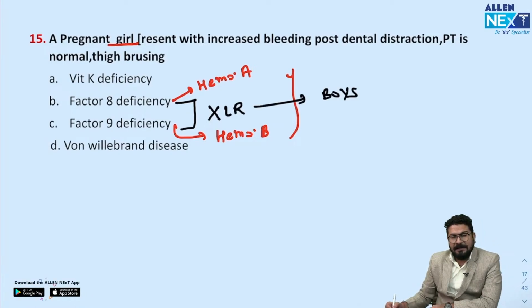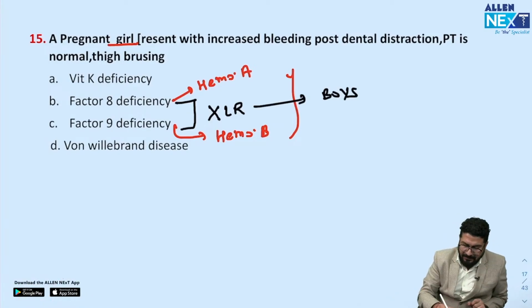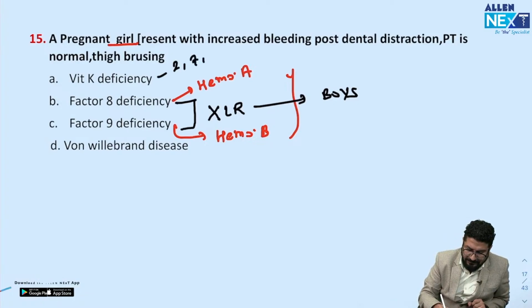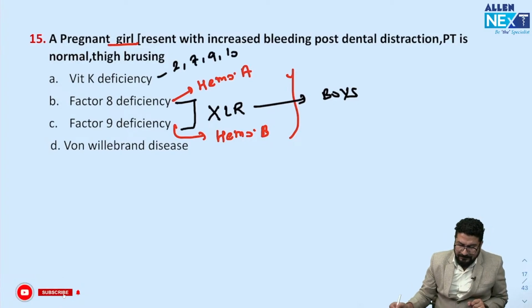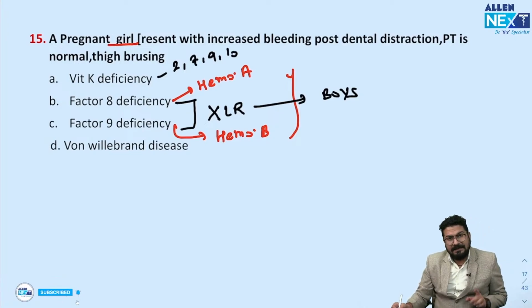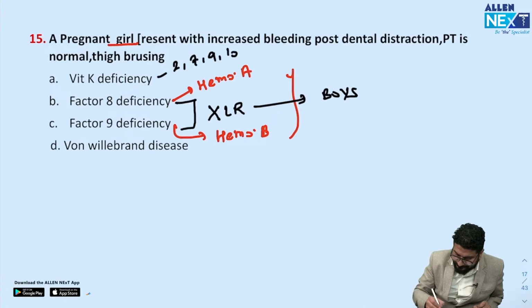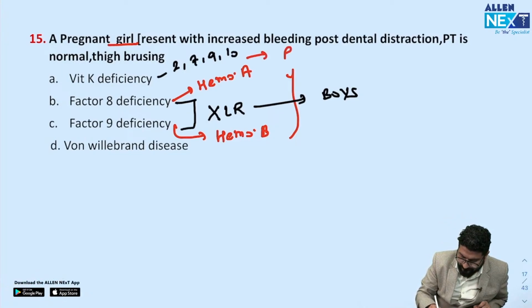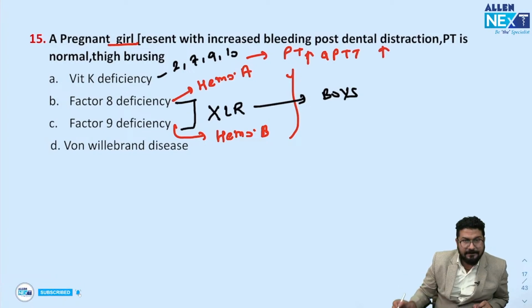Now coming to vitamin K deficiency. The vitamin K dependent clotting factors are factors 2, 7, 9, 10. So here you will see PT and APTT both will increase. PT will increase, APTT will increase.